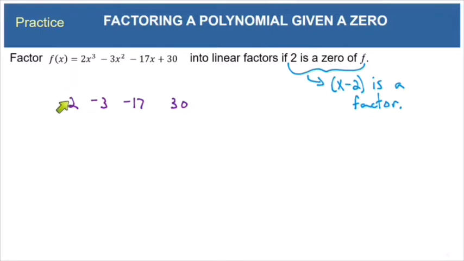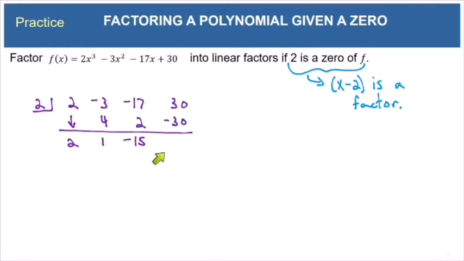So we have our x to the third coefficient here, then x squared coefficient, then the x coefficient, then the constant. So everything's represented. And then, of course, we know 2 is a 0, so 2 goes in the box. And now we pull down the first number, multiply 2 times 2, then add, multiply 2 times 1, and then add, multiply 2 times negative 15, and then add. And so now we have broken f into two factors. X minus 2 is one of the factors, and the other factor is 2x squared plus x minus 15.